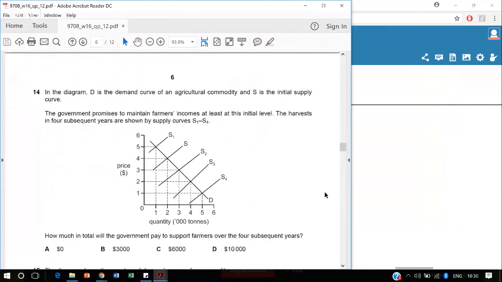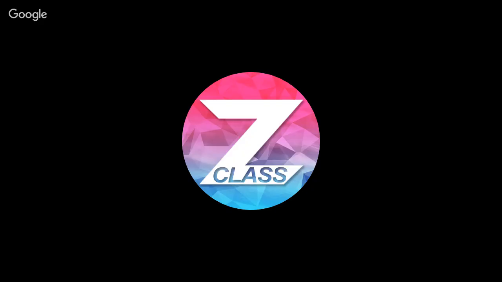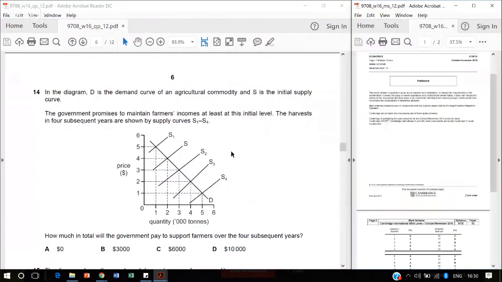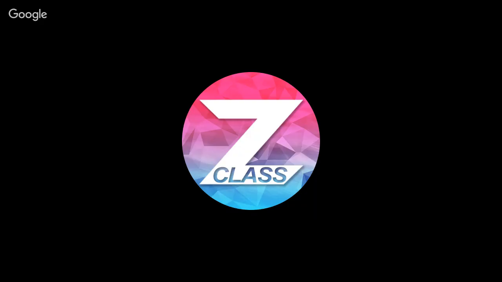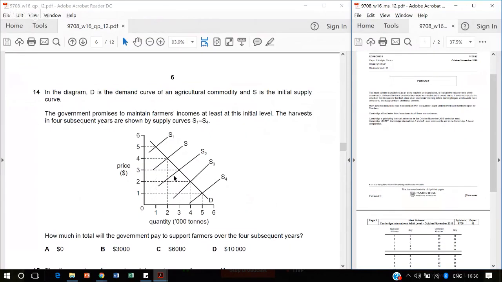Cool. In the diagram D is the demand curve of an agricultural commodity, and S is the initial supply curve. Okay, what did you think for this one? This is really easy. So original was 8,000. Because 4 times 2, I just took 8. So S1 and S4 are the ones where they are under. That's 5,000. So then C is your answer, 6,000, absolutely.